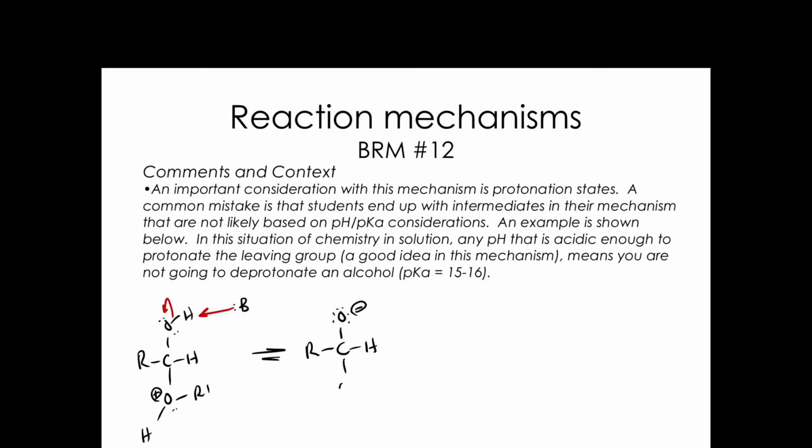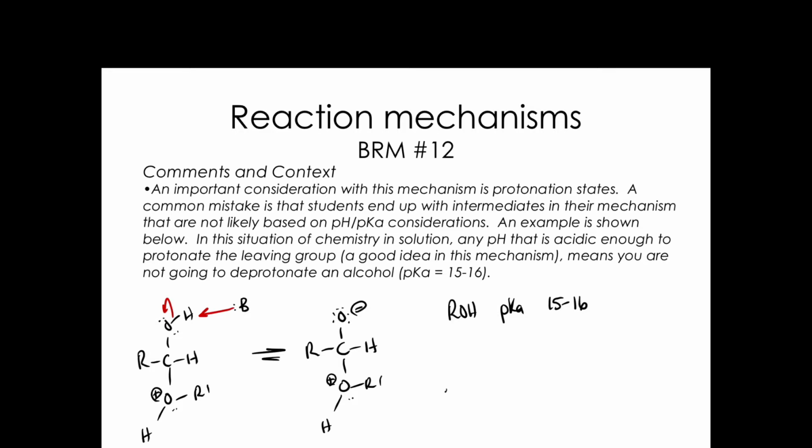We get to this intermediate. Now, the problem with this intermediate is we've got a species that has both positive and negative charges with it. So we have to be really careful if that's something that we're doing, and we have to do a pKa analysis to see if that's something that's reasonable. So for example, we've got an alcohol here. We know the pKa for alcohols is 15 to 16.